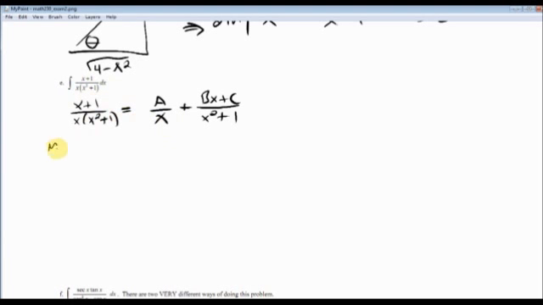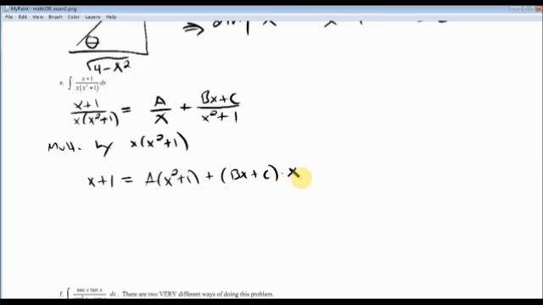So what we're going to do is multiply by x and then x squared plus 1. And multiply by this denominator here. So on the left-hand side, you just get x plus 1. On the right-hand side, you're going to get A times x squared plus 1, and then Bx plus C times x.